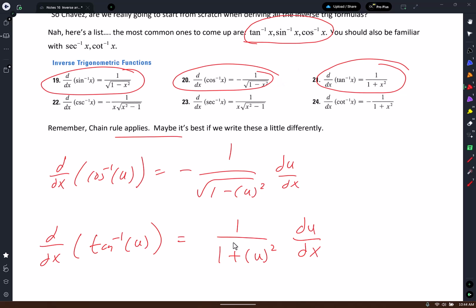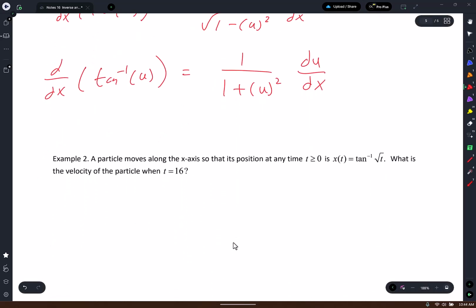Arc cotangent has the same derivative as arc tan. The only difference is that it has a what in the front? A negative. It starts with a C, so it has a negative. Any trig function that starts with a C is going to be negative. Are we okay, guys? Okay, here we go.